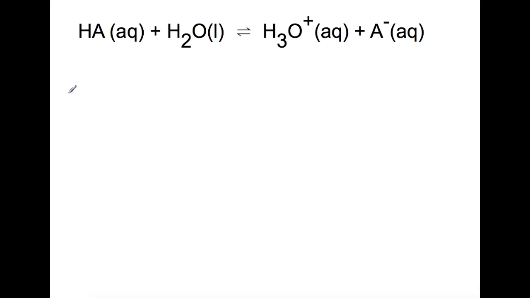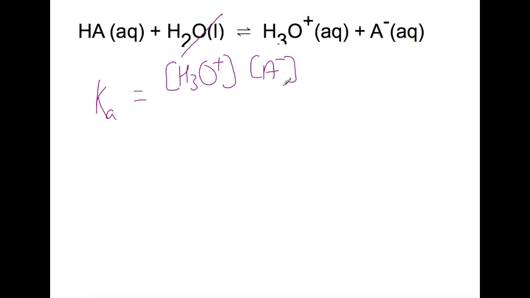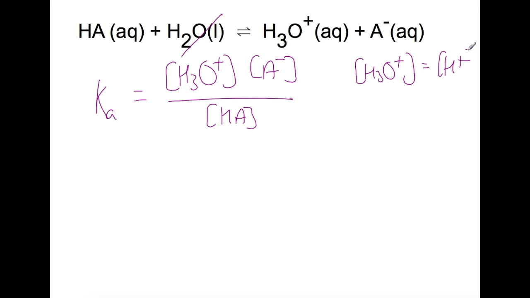Another use of K is that of Ka, which is used for weak acids. So if we're to write an expression for K, which is just equilibrium constant, we would ignore the water here because it's a pure liquid. And because this is a special circumstance, we get a subscript A here. However, the process is exactly the same. So we have H3O plus A minus divided by HA. Now, as we know, H3O plus can be simplified to be H plus. We can simplify this as well.